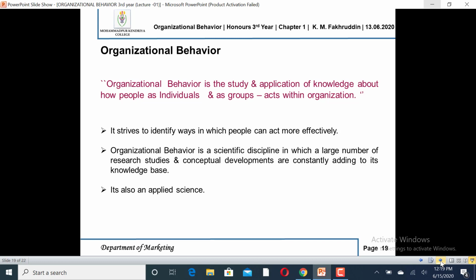Organizational behavior. Organizational behavior is the study and application of knowledge about how people, as individuals and as groups, act within organization. It strives to identify ways in which people can act more effectively. Organizational behavior is a scientific discipline in which a large number of research studies and conceptual developments are constantly adding to its knowledge base. It's also an applied science.